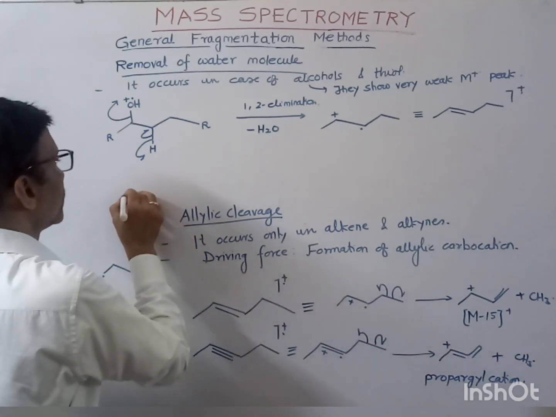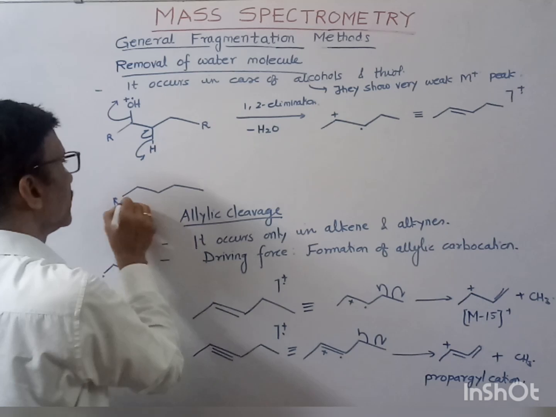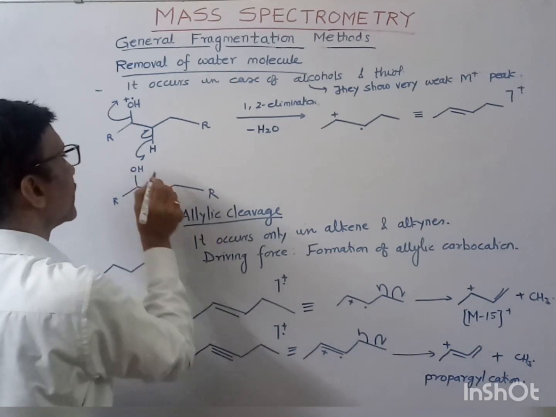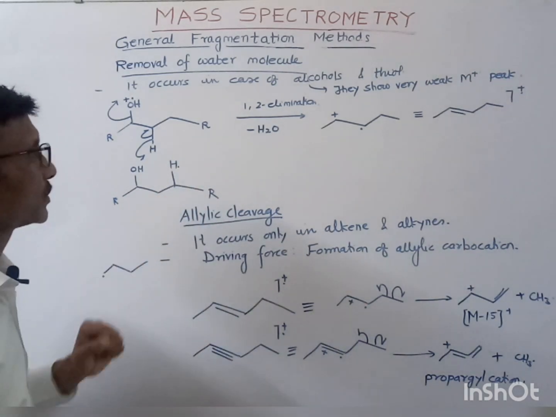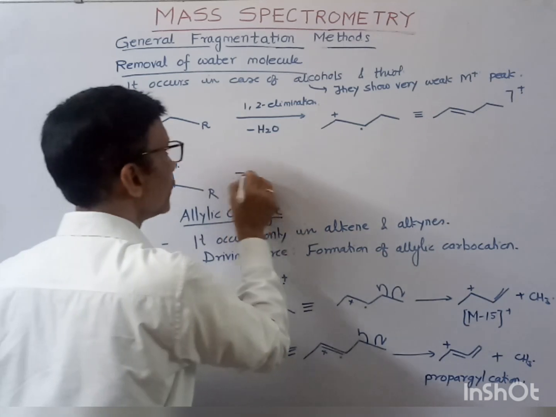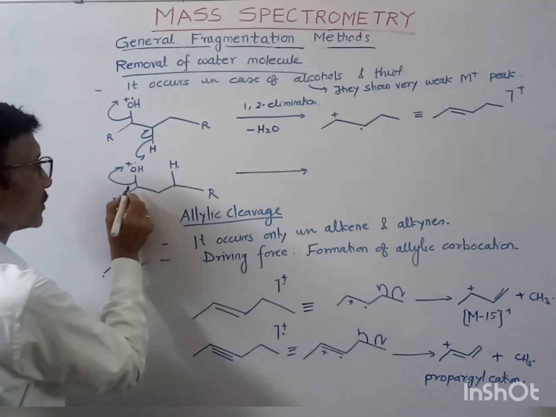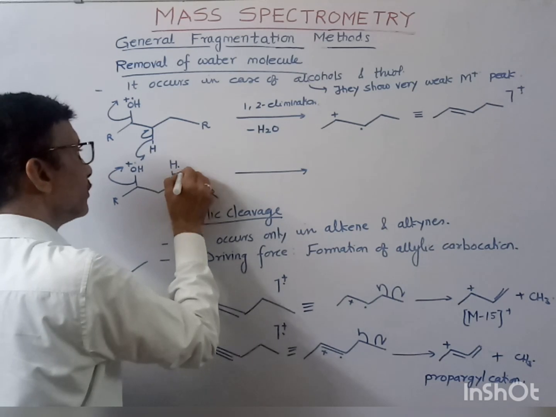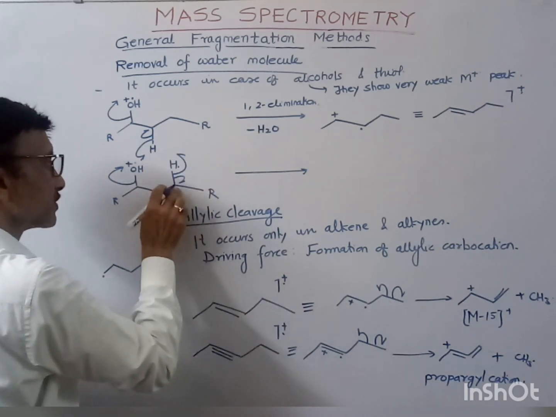Now another possibility, the next type of cleavage. Here this is the 1-2 elimination. And another elimination is also possible from here. Suppose this hydrogen is present over here. Then the hydrogen can be removed from here also. Suppose this is the radical cation and this removes the positive charge. Now positive charge will come over here. Now this hydrogen will be removed and it will combine with this, and radical will come at this carbon.